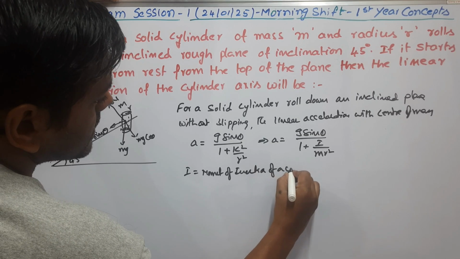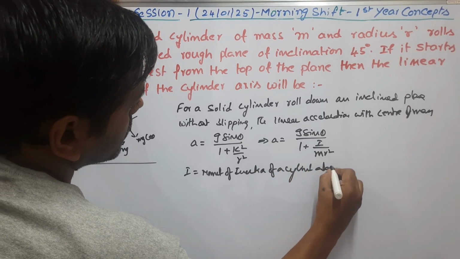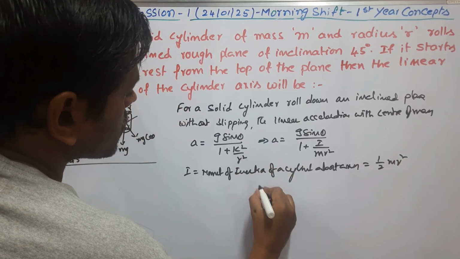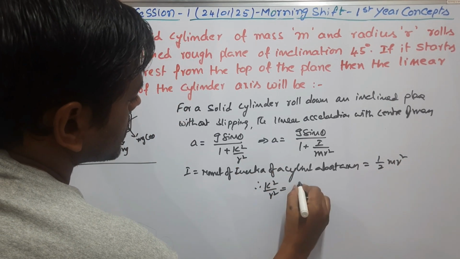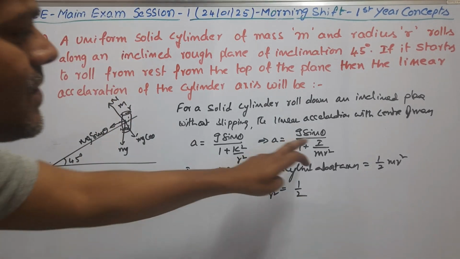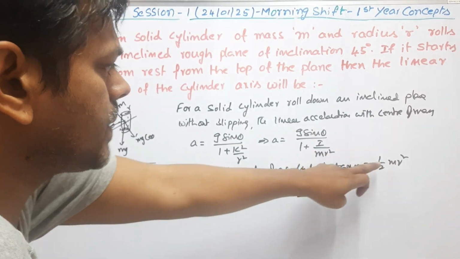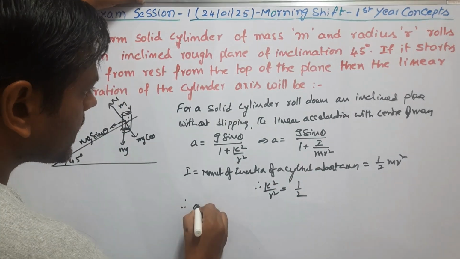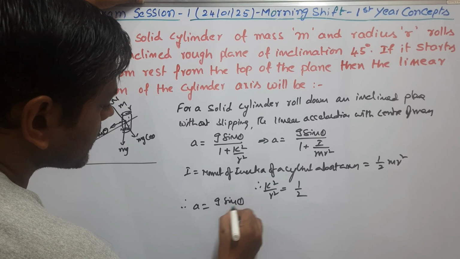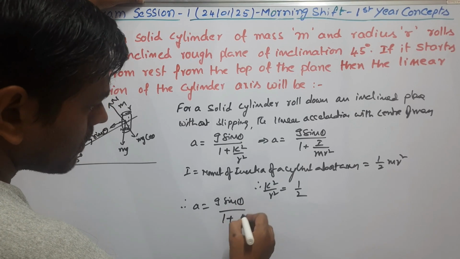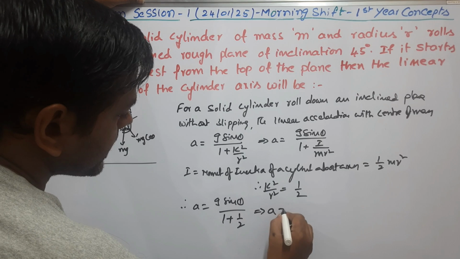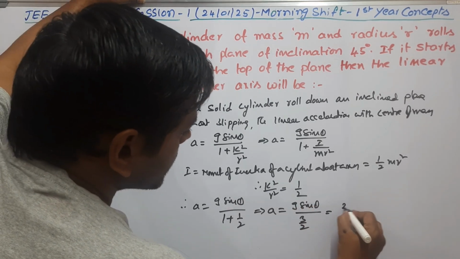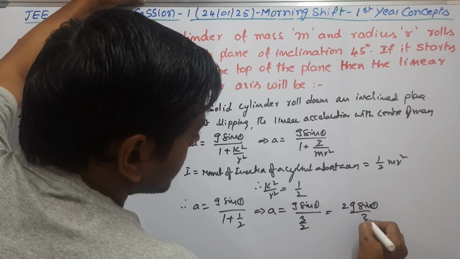The moment of inertia of a cylinder about its axis is equal to 1 by 2 m r square. So therefore we can write k square by r square is equal to 1 by 2. Otherwise you may replace 1 by 2 m r square by m r square; m r square cancels, 1 by 2 remains. Therefore a is equal to g sin theta by 1 plus 1 by 2. That implies a is equal to g sin theta by 3 by 2, that implies 2g sin theta by 3.